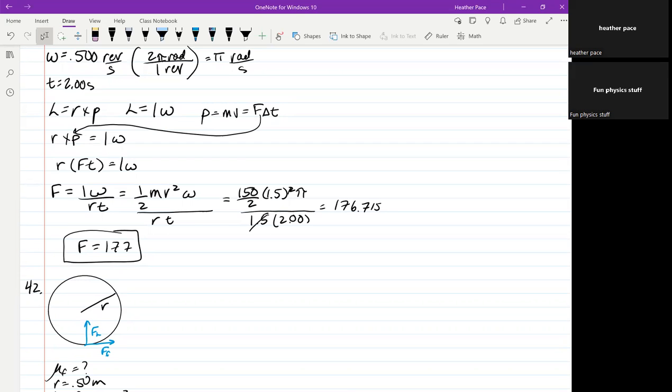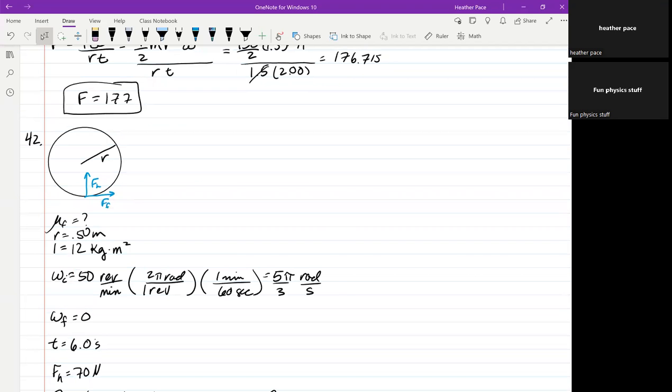We're going to have I omega over R T. We know that I for a uniform solid disk is 1/2 m r squared. We have m, we have r squared, omega over r cross t. We're going to cross off r. We stick in everything that we know, and we can solve this equation now. And we get 176.715, and oops, I forgot units. Always write units. Holy cow, units are so important. F equals 177 newtons.